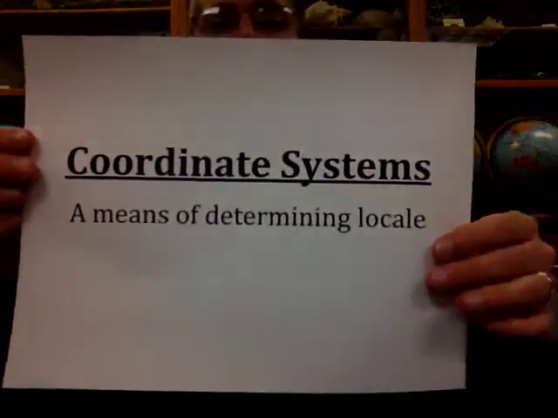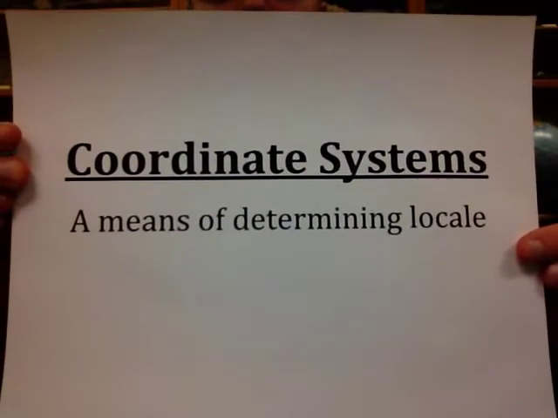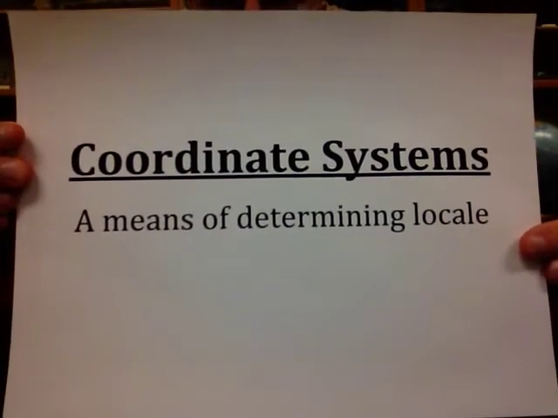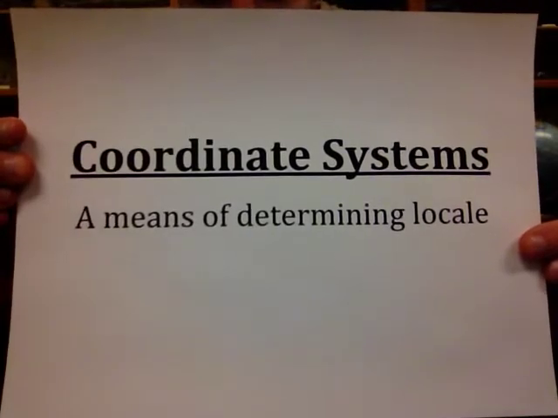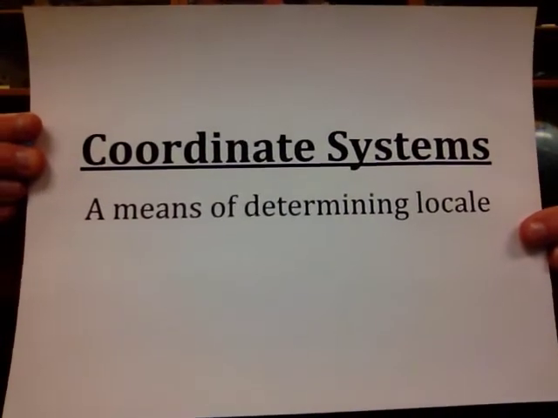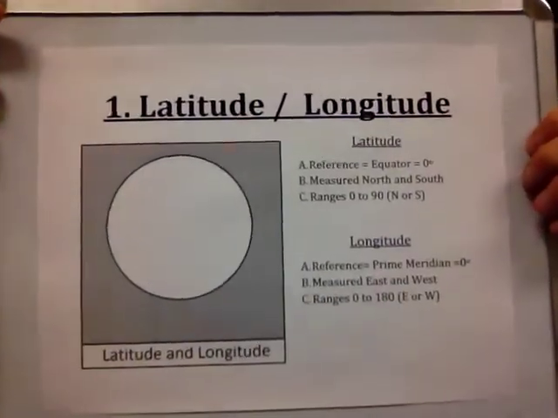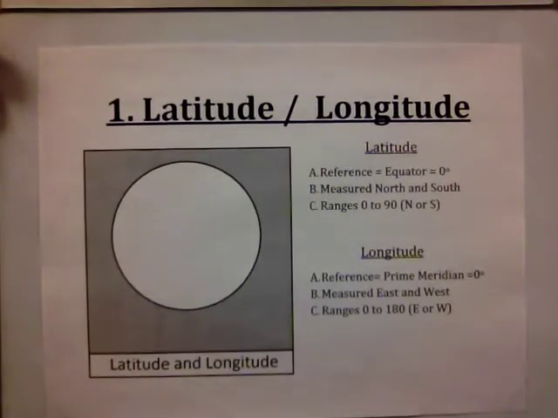Coordinate systems are a way of giving information on the location of an object at the surface of the Earth. So they're a means of determining locale. This could be the location of mineral deposits, petroleum deposits, yourself, or any number of things that are located at the surface of the Earth. When we look at coordinate systems, we have several that we will look at. The first is latitude and longitude.